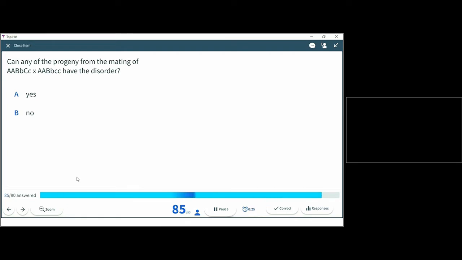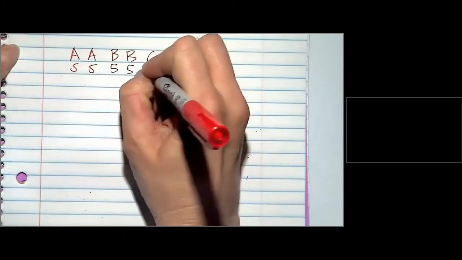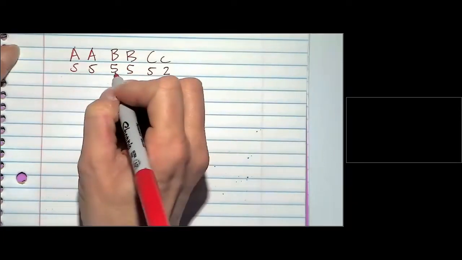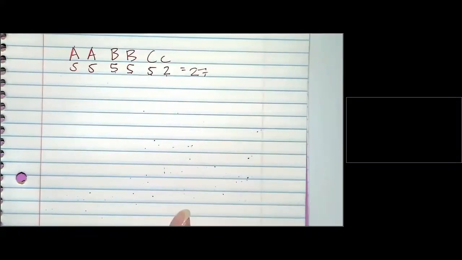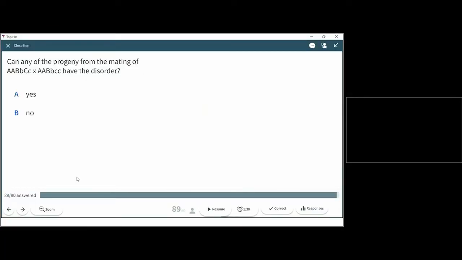Okay, so if the question is, could anyone have the disorder, let's try to figure out the most possible risk factors that they could pass on, right? At the A locus, what's the riskiest genotype that their offspring could have? Big A, big A. What about at B? Big B, big B. And at C? Big C, little c. Each of the dominant alleles is 5, and the recessive is 2. So 5 plus 5 plus 5 plus 5 plus 5 is 5, 10, 15, 20, 25, 27. So 27 is greater than 25, so yes, their offspring could have the disorder.